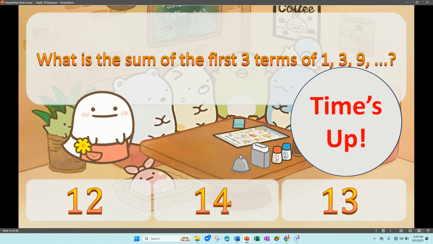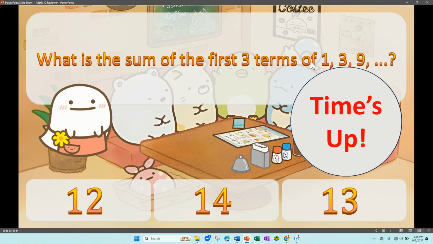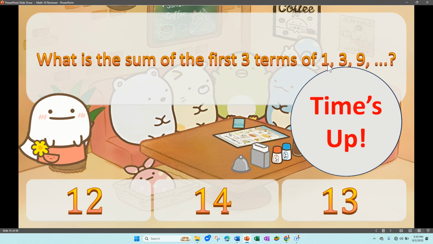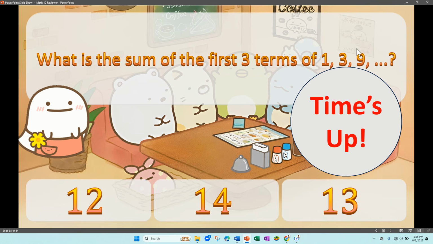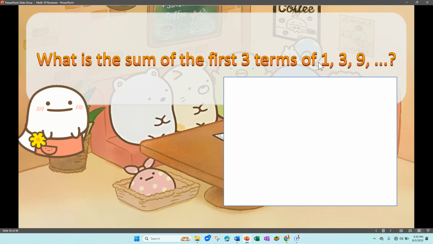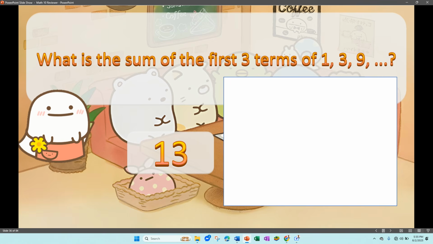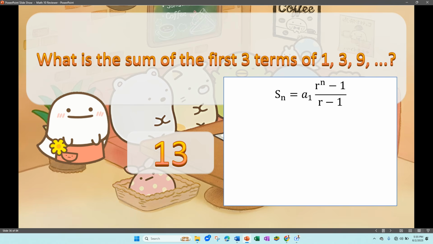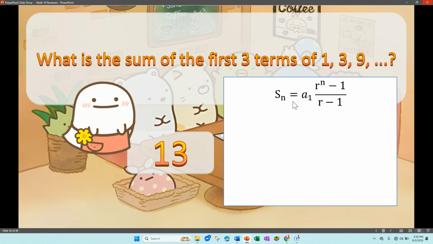So dito, pwede natin gamitan ng formula, or since 3 terms lang po ang hinahanap, given na din po yung first 3 terms. So, pwede natin i-add. That is 9 plus 3 plus 1, or 13. 13 is the correct answer po. Paano nakuha yung 13? The other way around, pwede natin gamitan ng formula.